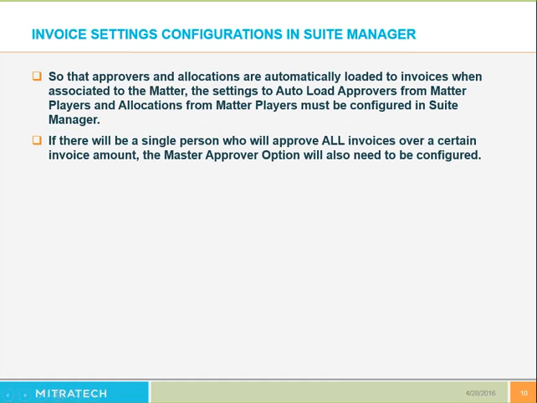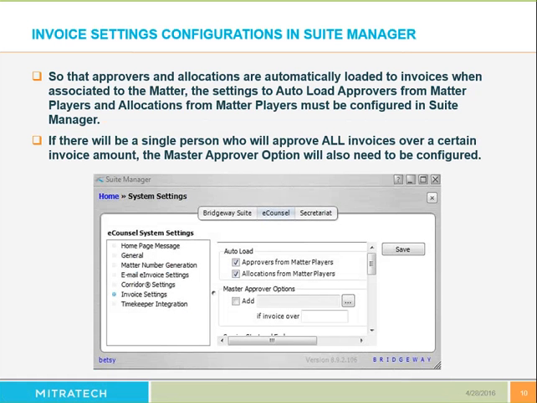Next are the invoice settings and configurations in Suite Manager, so that the approvers and the allocations will automatically be loaded to the invoices anytime an invoice comes into the system and gets attached to the matter. There are some configurations in Suite Manager that need to be performed. In the system settings, under the invoice settings option, there is an option to auto-load approvers and allocations from the Matter Players tab. If you have both of these checked, then when the invoices come into the system and are accepted, and they pass all the rules, they will automatically load the approvers and the allocations from the Matter Player as you have them set. So you don't have to go into the invoices to add them; they are automatically there.